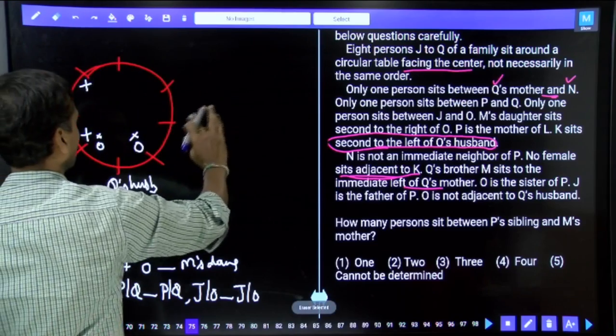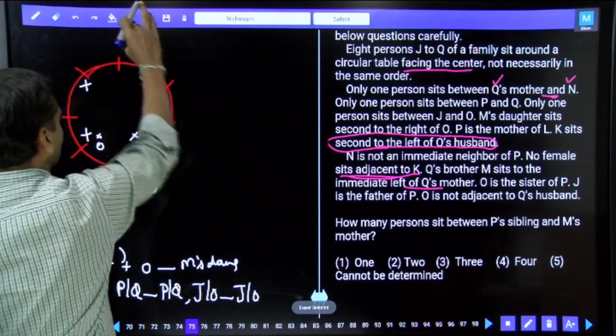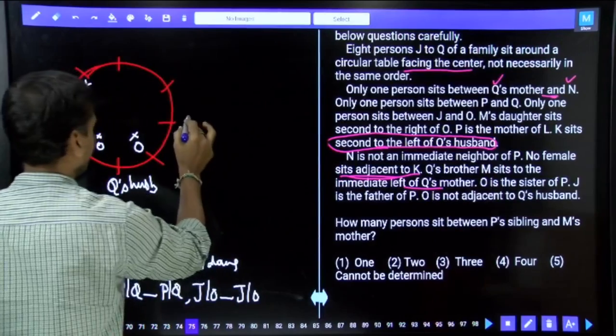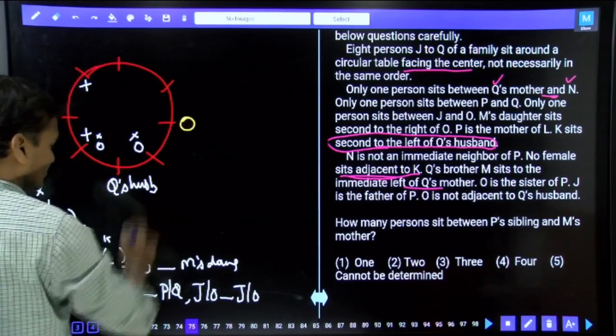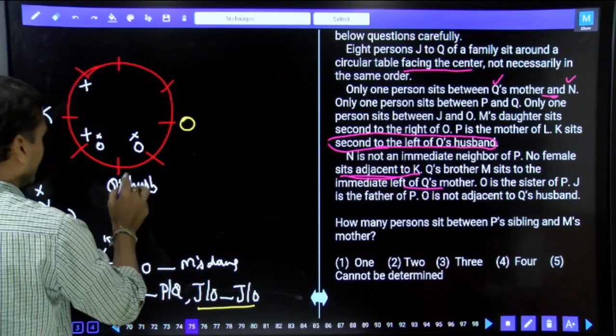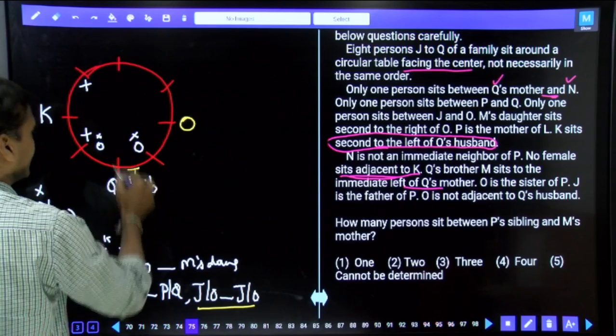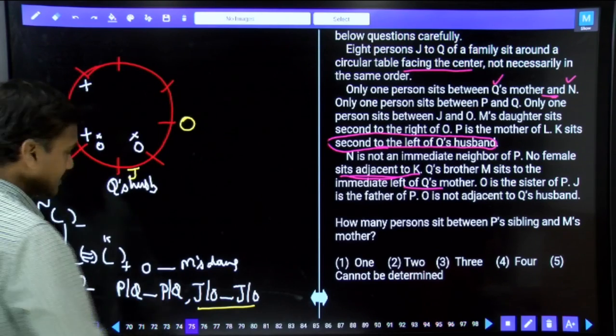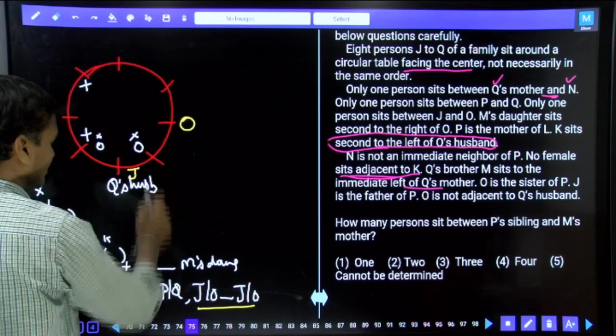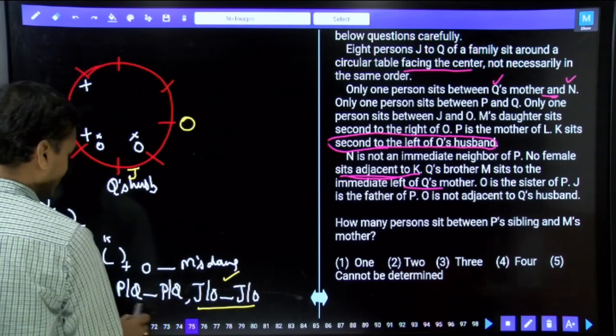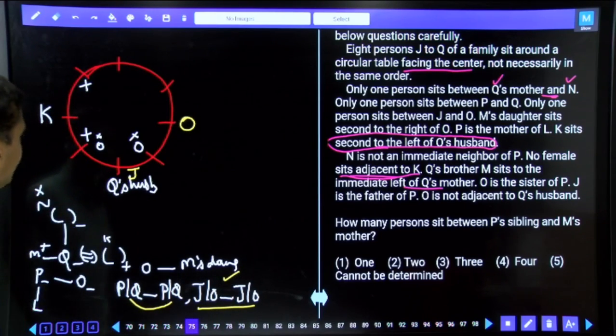Now, I'm taking a possibility here. What is the possibility we have? O is at this place. If O is here, one person between O and J. Now, I'm taking J at this place. J can be here or here, isn't it? Now, one person between O and J. Then, P and Q: there must be one person between P and Q.